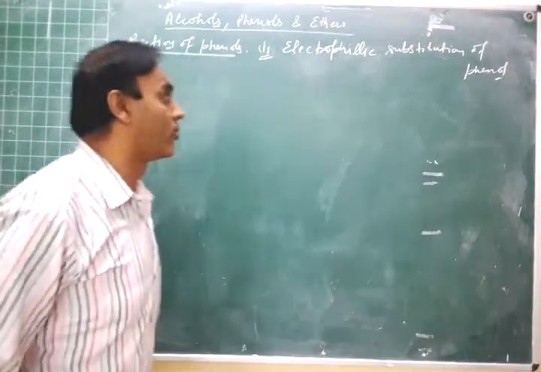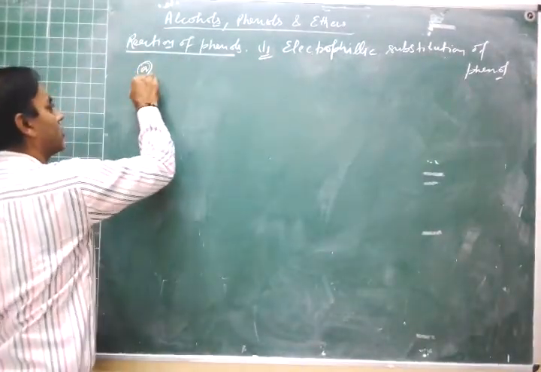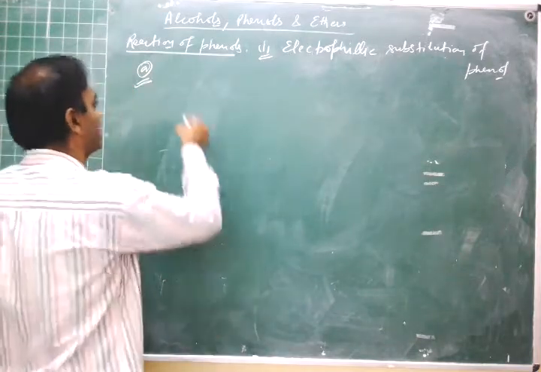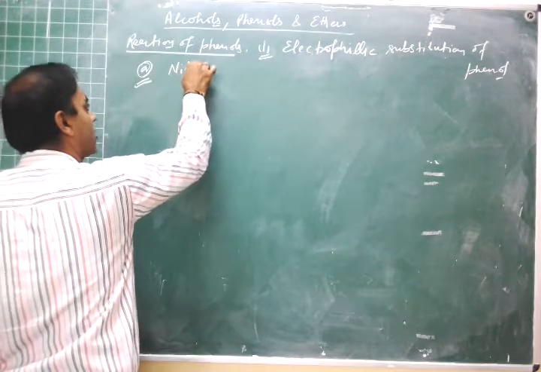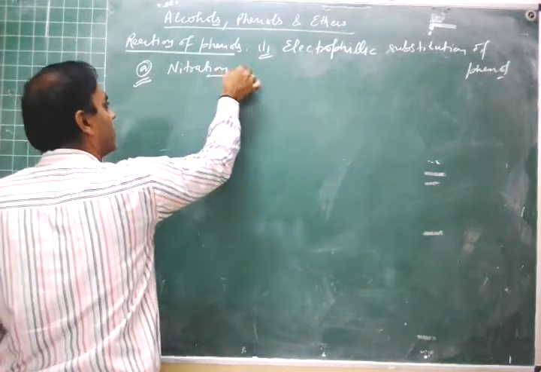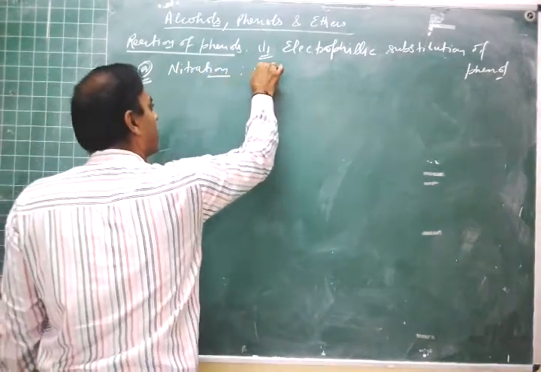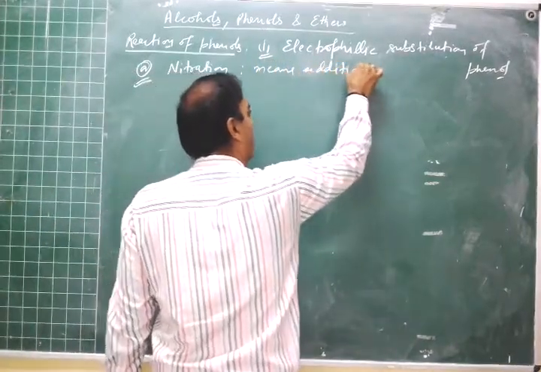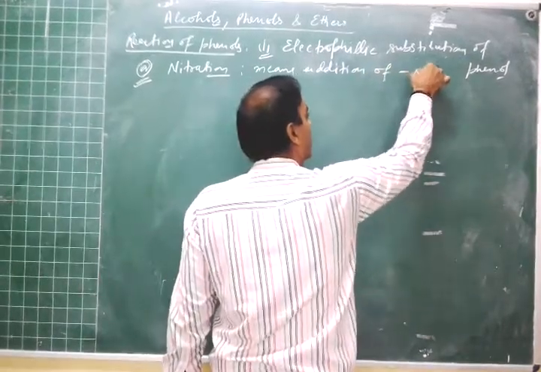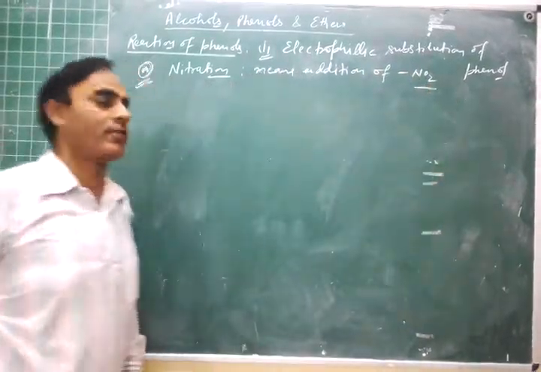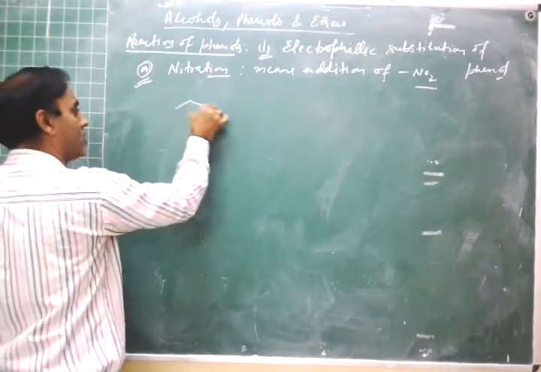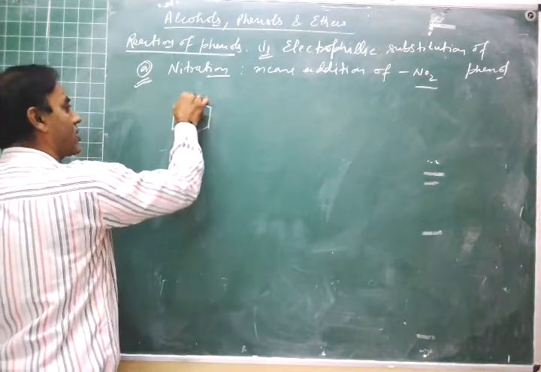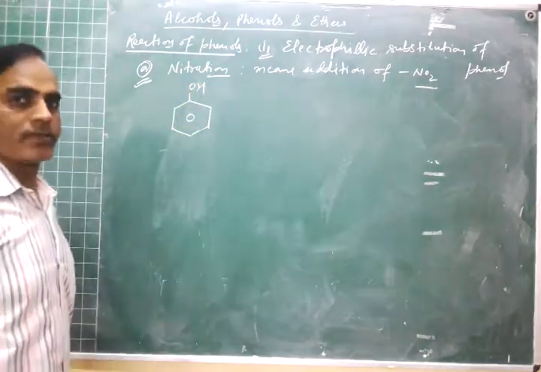So in this we will discuss nitration and halogenation of phenols. Nitration, that is addition of nitro group. Nitration means addition of nitro group to benzene. So nitration is carried out in the presence of dilute nitric acid and concentrated nitric acid.